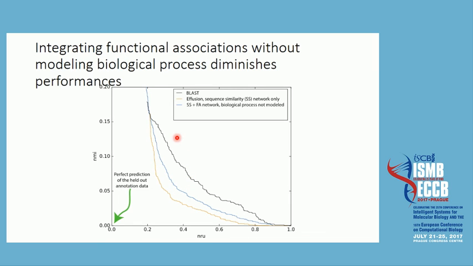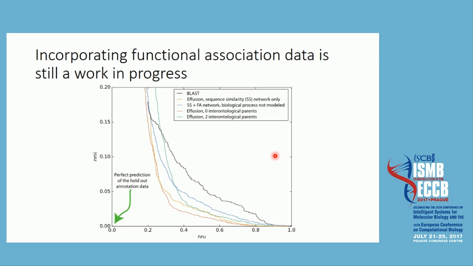Also encouraging is that if you don't model multiple aspects of protein function, then the performance can actually degrade. And that's what several methods do. But it is still a work in progress. Here we have the full method modeling biological process with different numbers of inter-ontological parents. And you can see it improved from the previous line I just showed you, but not as well as the fusion with sequence similarity and not modeling biological process. So still a work in progress, but certainly a lot of promising things.